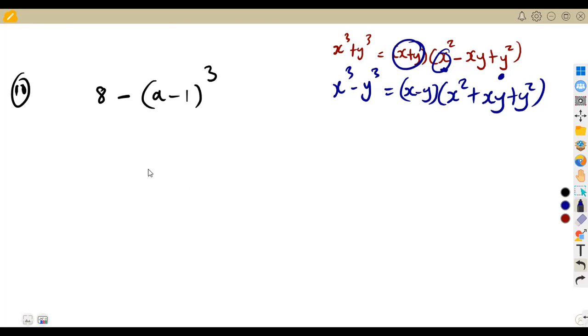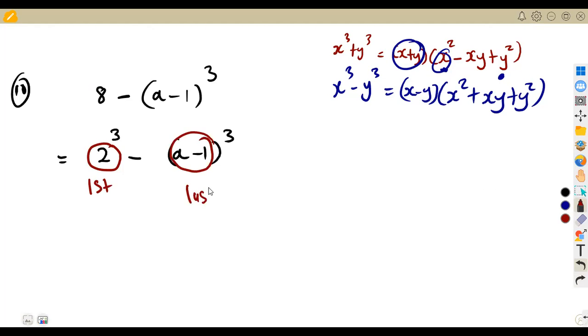In this case, the first is 8, and this part is (a minus 1) cubed. So these are perfect cubes. Remember, I worked with 8 before, guys. This is not something new. We said 8 is the same as 2 to the exponent of 3. So I have 2 to the exponent of 3 minus (a minus 1) to the exponent of 3, whereby I can properly see my first term and my last term.